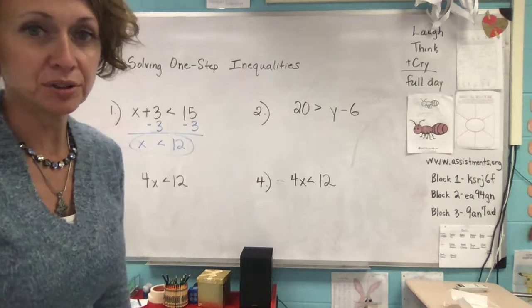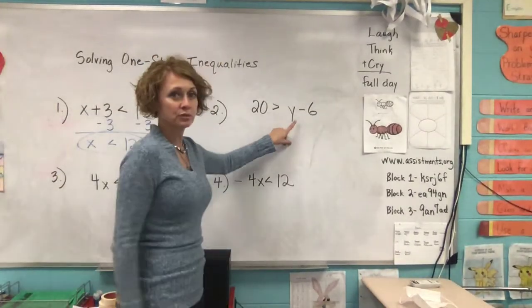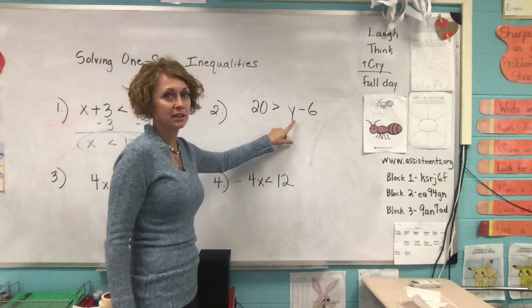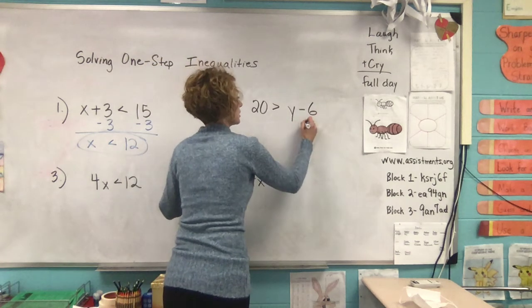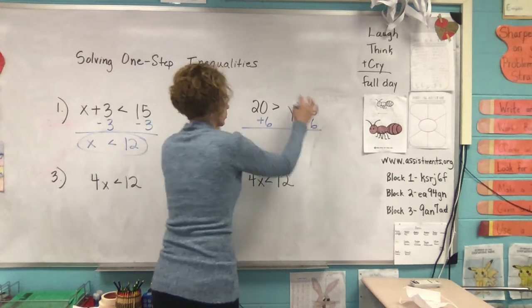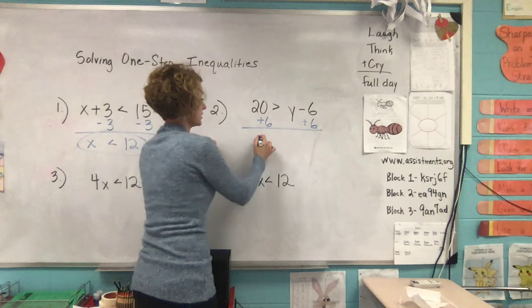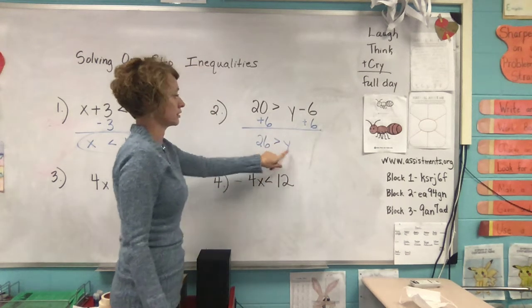So let's look at number 2. Same thing. It's a subtraction inequality. I'm going to solve it. My variable's over there on the right. I'm going to isolate the inequality for the variable. I'm going to do the inverse operation of subtracting 6, so I'm going to add 6. I work down the board. 20 plus 6 is 26. So my answer would be 26 greater than y.